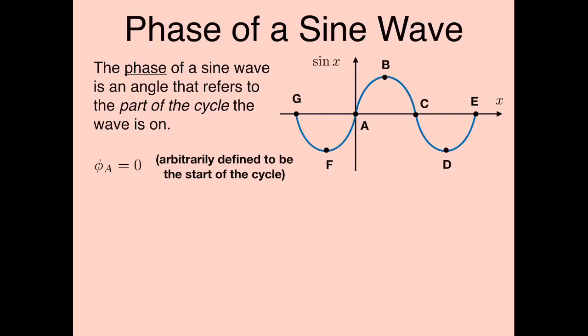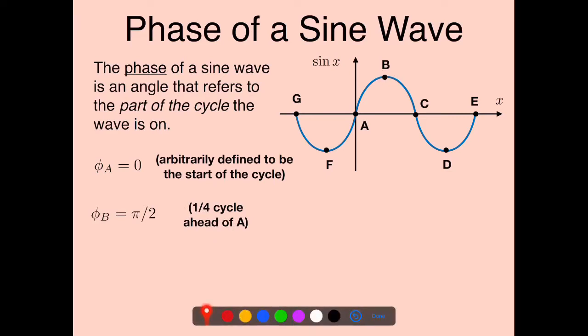So to illustrate this idea, let's draw a sine wave. This is the graph of sine of x plotted against x. What we're free to do when it comes to phase is pick any point on the wave and just define that to be zero phase. So we're going to arbitrarily pick point A, and we'll say that's the start of the cycle. That's where the phase is equal to zero. We're going to use the angle phi to refer to the phase, and we're going to set that to zero at point A. Then, if we look at point B, which is a quarter of a cycle ahead of point A, the phase here would be a quarter of a cycle.